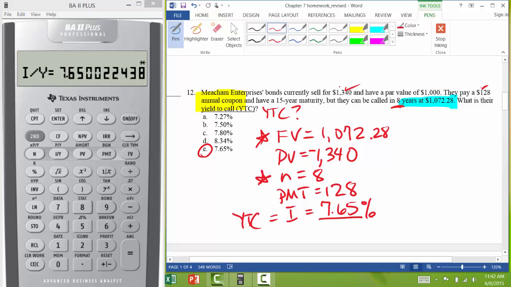And because this bond was already selling at a premium up here, then we can expect to earn the yield to call on this bond. It's very likely that the company will want to refinance their bonds from their, well, this is really like a 12.8% coupon rate since it was $128. They'd like to refinance their debt from 12.8% down to 7.65%.